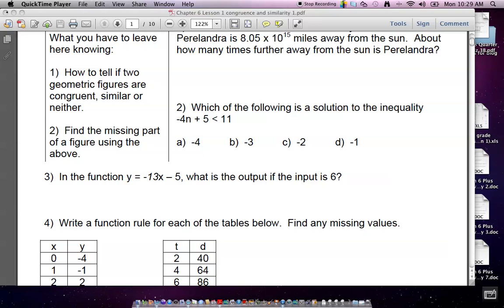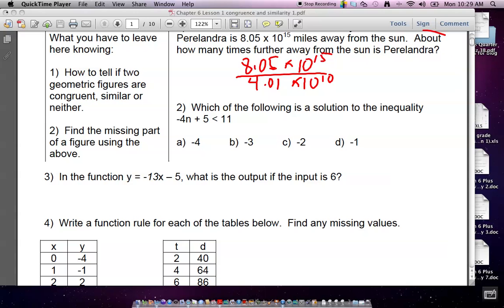Perry Langer is 8.05 times 10 to the 15th miles away from the sun. How many times further is it? Let me see what the other one is. That's 4.01 times 10 to the 10th. So I'm going to divide 8.05 times 10 to the 15th divided by 4.01 times 10 to the 10th.